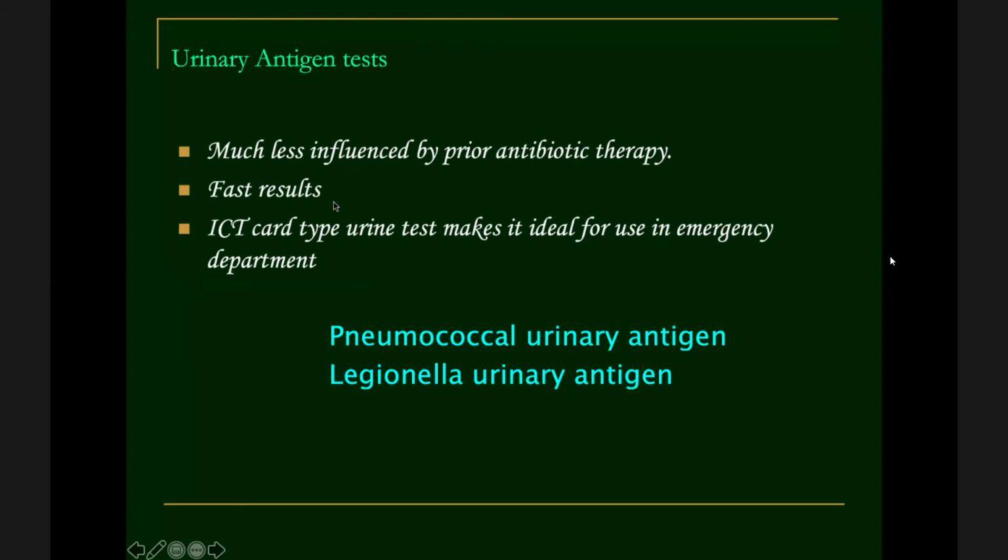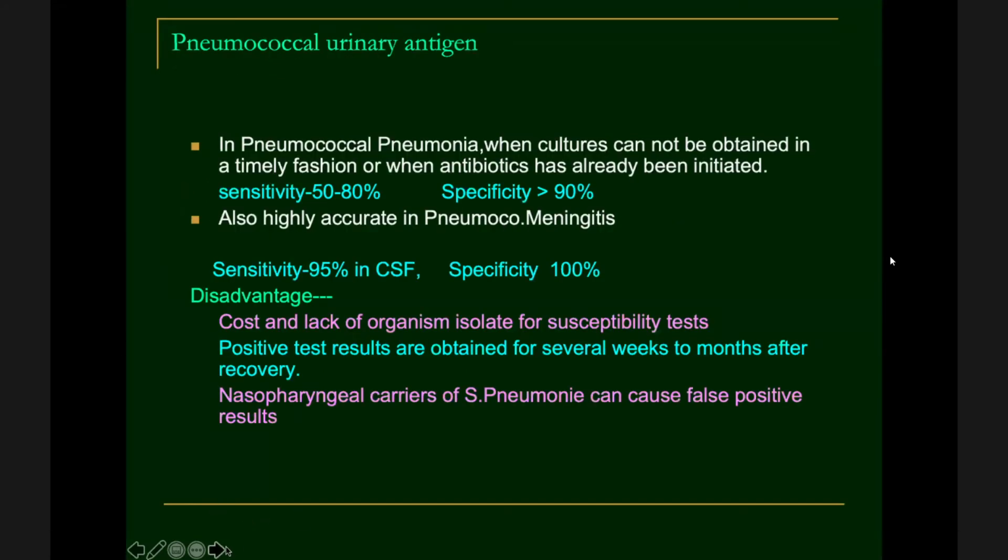Then coming to the urinary antigen test, which is much less influenced by prior antibiotic therapy and is a fast test that you can do. In the case of pneumococcal urinary antigen and Legionella urinary antigen, you can do the urinary antigen test to diagnose Legionella and pneumococcal pneumonia. In pneumococcal pneumonia, when cultures cannot be obtained in a timely fashion, then you can do the urinary test.